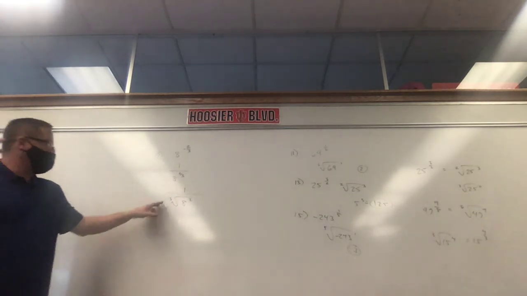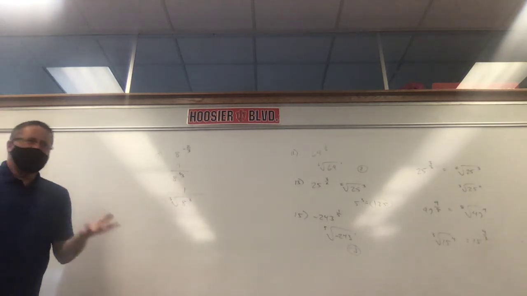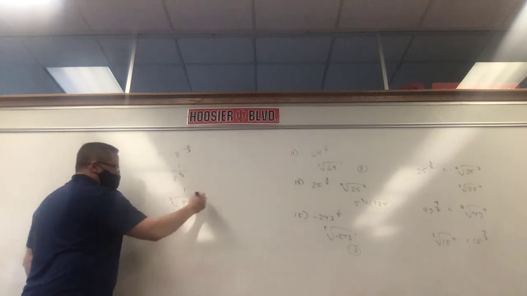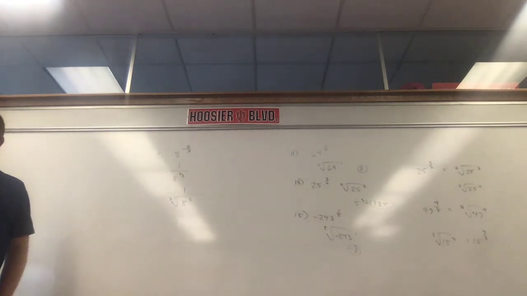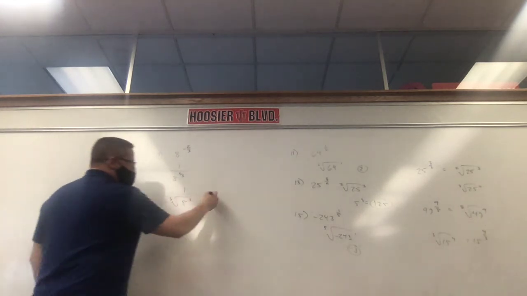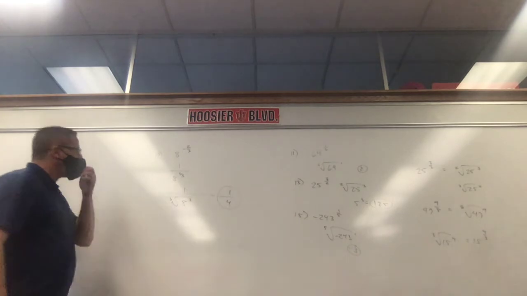So what should I do first? The cube root of 8 and then square it, or 8 squared and then cube root it? In this case, you should be able to do both. This right here is 2 squared. So is the answer 4? Not 4. Where's that 4 at? Under what? 1. So it's not 4, it's 1 over 4.